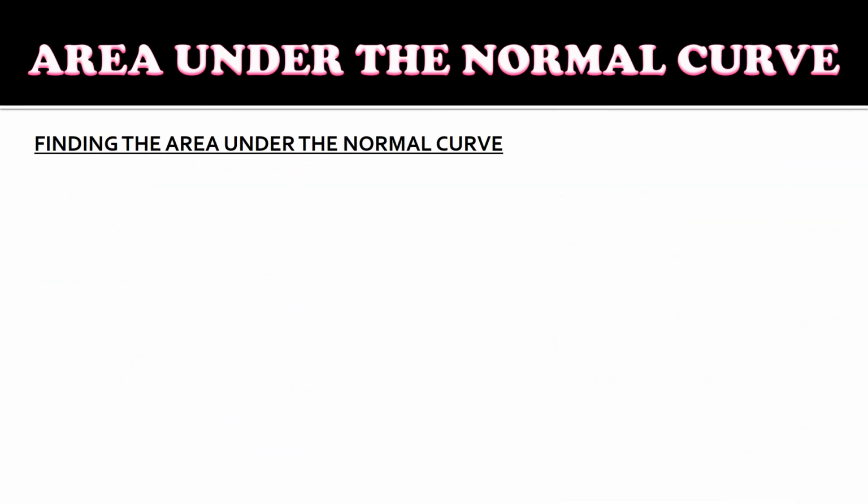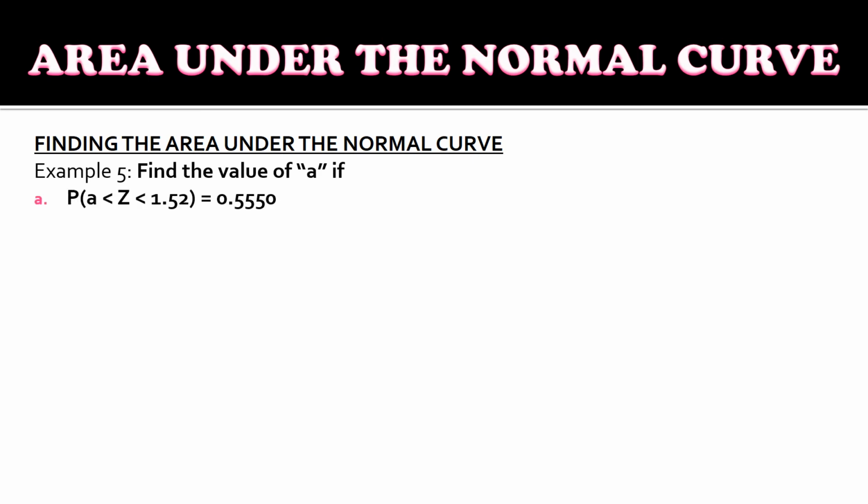Now let's have another example. Find the value of A if the probability of Z is greater than A and less than 1.52 equals 0.5550, and the probability of Z is greater than 1.03 and less than A equals 0.1364. So let's solve the first one.